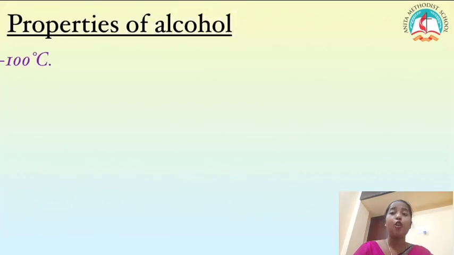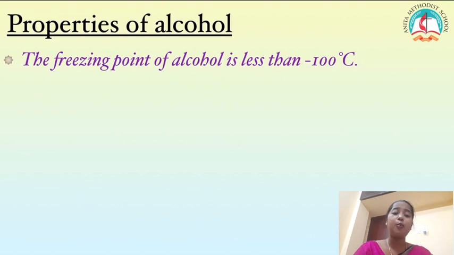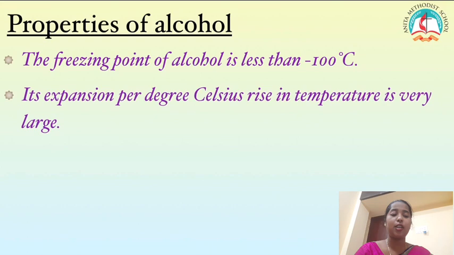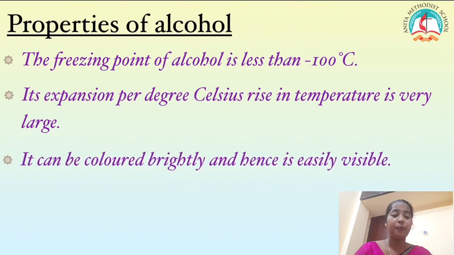Next is the properties of alcohol. The freezing point of alcohol is less than minus 100 degrees Celsius. Its expansion per degree Celsius rise in temperature is very large. It can be colored brightly and hence it is easily visible.